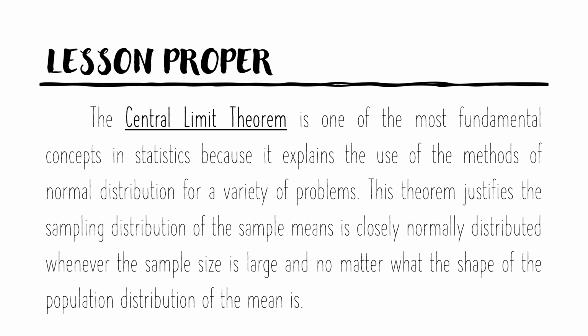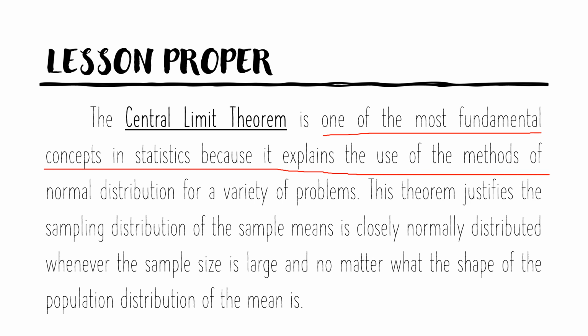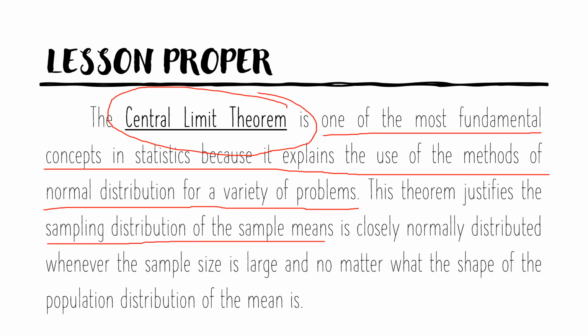For our lesson proper, the central limit theorem is one of the most fundamental concepts in statistics because it explains the use of methods of normal distribution for a variety of problems. So again, we simply apply your central limit theorem if your sample is greater than or equal to 30, and the distribution of the sample means approaches your normal distribution. This theorem justifies that the sampling distribution of the sample means is closely normally distributed.